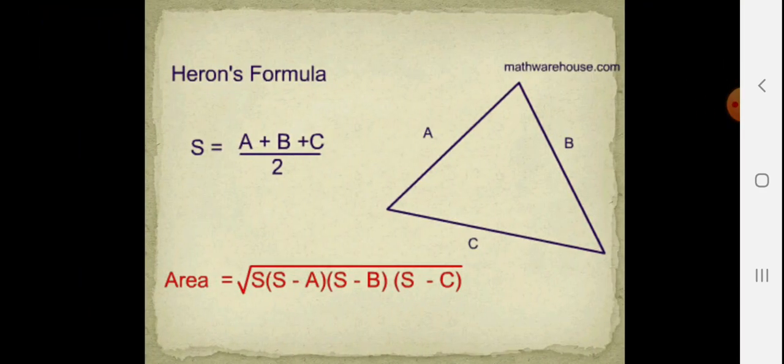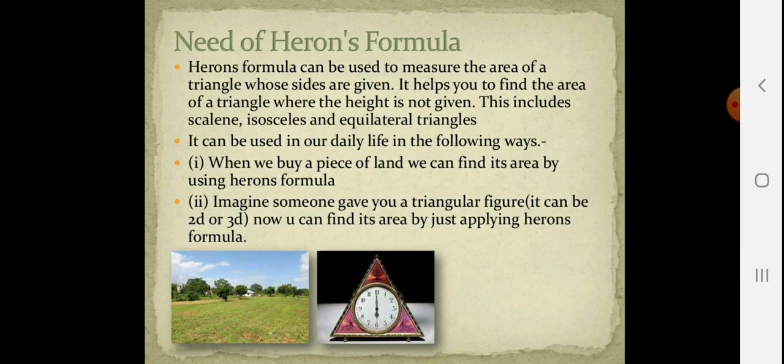Now, in Heron's formula, you can see here there is a scalene triangle with sides A, B and C. The area formula is under root S into S minus A into S minus B into S minus C. Now, what is the need of Heron's formula? Heron's formula can be used to measure the area of a triangle whose sides are given. It helps you to find the area of a triangle where the height is not given. This includes scalene, isosceles as well as equilateral triangles.